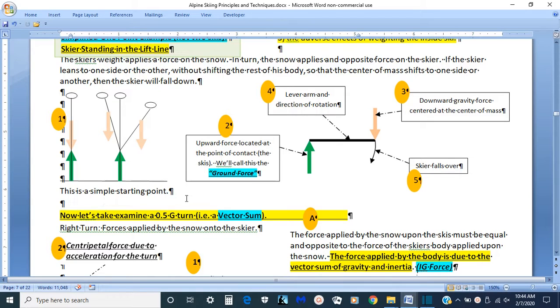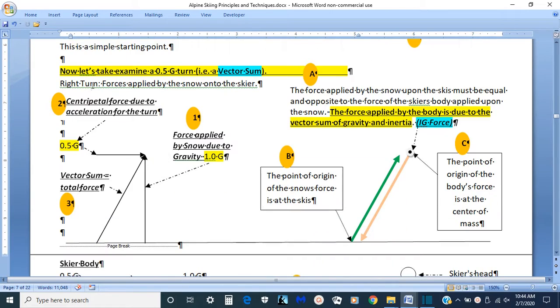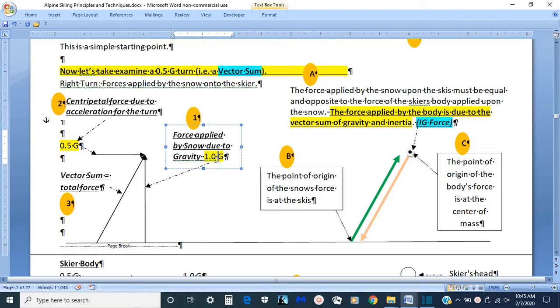So this is a simple starting point. Now let's take a 0.5 G turn, which is a gentle turn, half a G. Let's say it's a right turn. Force is applied to the snow by the skier, and this is the force applied by the snow on the skier. It's equal to 1 G, which is one gravity force, so whatever your weight is. Let's say you weigh 200 pounds. This is 200 pounds of force.